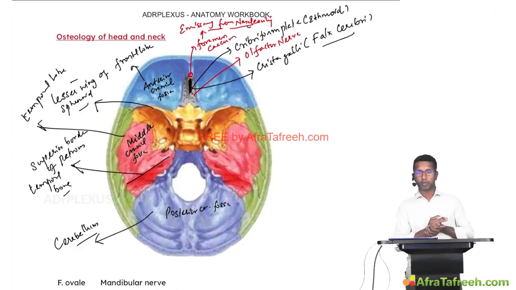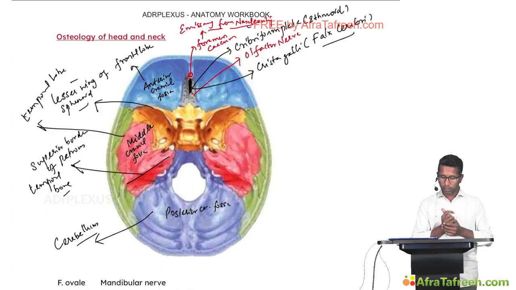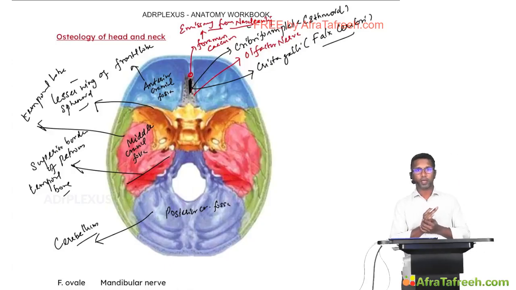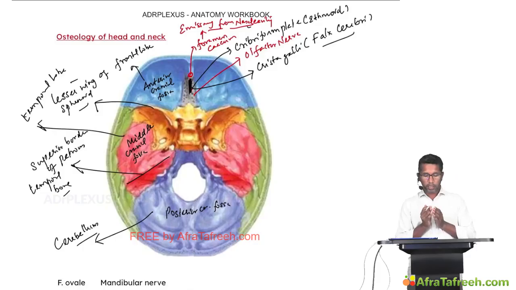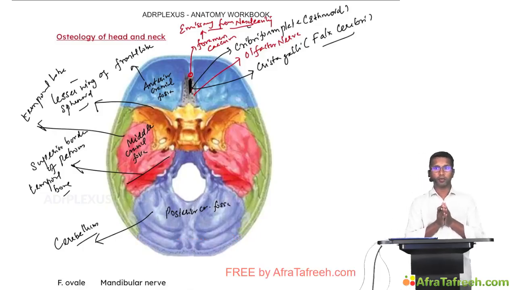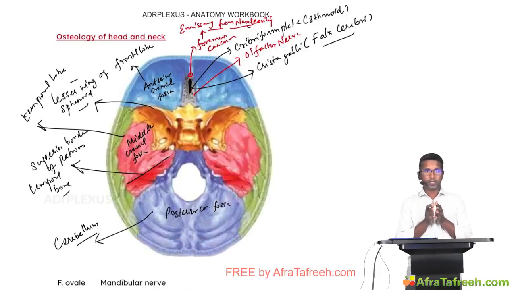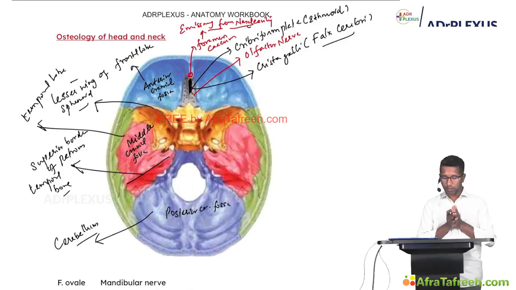Falx cerebri, falx cerebelli, tentorium cerebelli, diaphragma sellae. So you got four: falx cerebri, falx cerebelli, tentorium cerebelli, and diaphragma sellae, the reflections of the dura mater, and they divide the cranial cavity into various compartments.